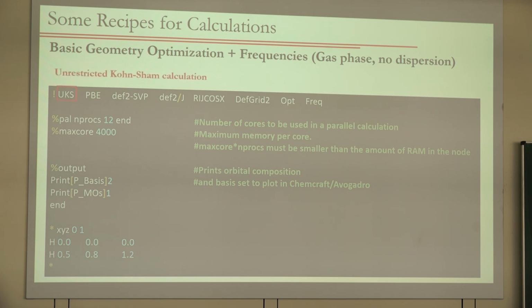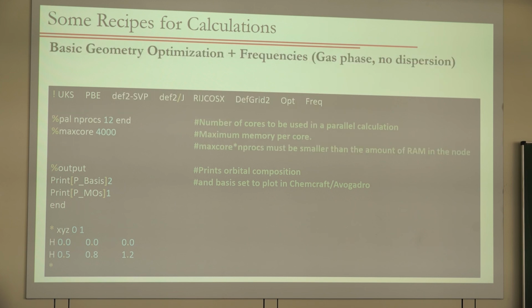I'm requiring an unrestricted calculation. This is a pure functional, a double zeta basis set. This is an auxiliary basis set for an approximation that makes the calculation faster. Another one is some grid options for numerical integration that's necessary for DFT, and a request for optimization and frequency.